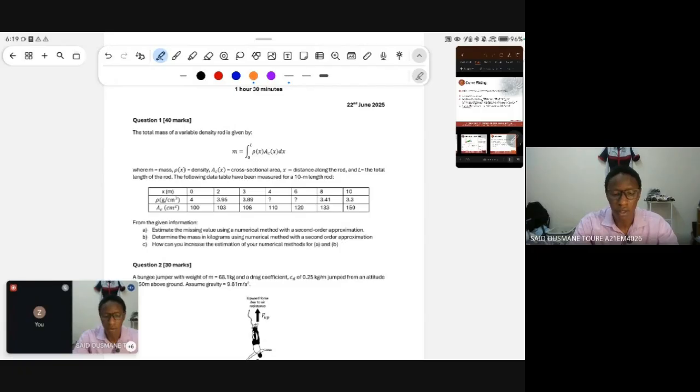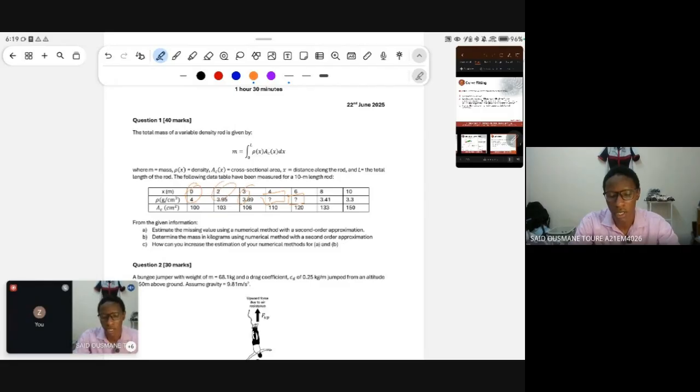So we have different values here. You can see here this one, etc. And you have missing values, most important. And so the first question says, for the given information, estimate the missing value using a numerical method with a second order approximation. So what's really the problem?